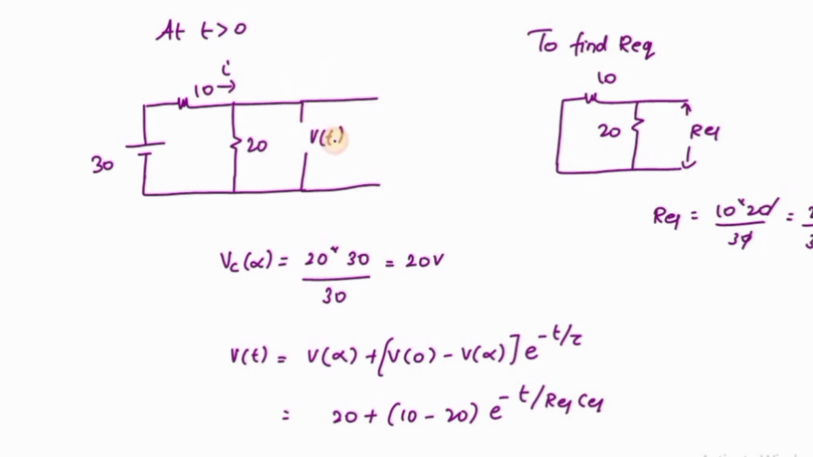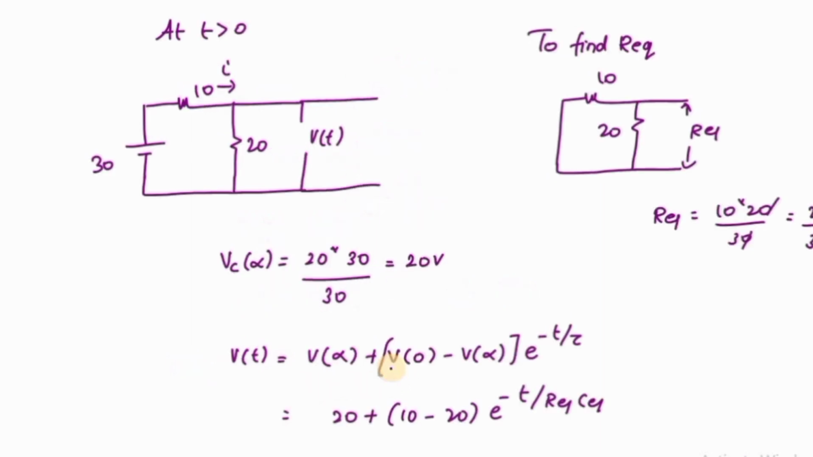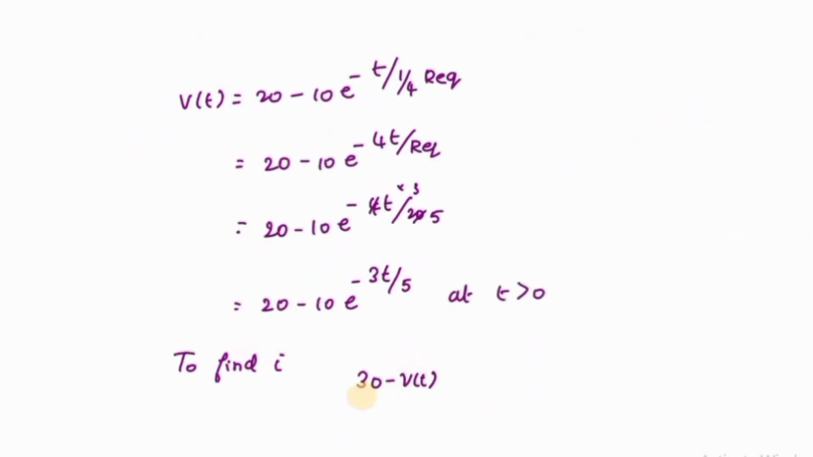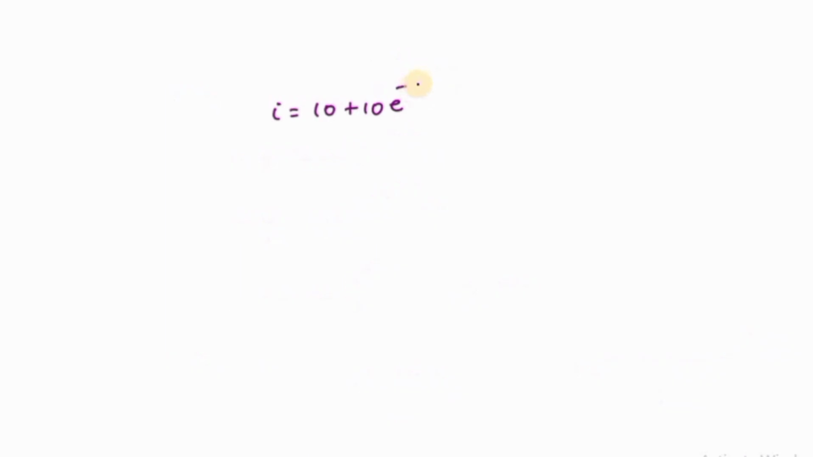So from the nodal equation, right? 20 minus v of t. So v of t is nothing but we already know the value of v of t, from the previous equation, so I substitute that value. So I can write I is equal to 30 minus 20 plus 10 e power minus 3 by 5 t divided by 10. So I is equal to 10 plus 10 e power minus 3 by 5, which is 0.6, right, t divided by 10. So that is equal to 1 plus e power minus 0.6 t. This is your I, measured in amps, for t greater than 0.